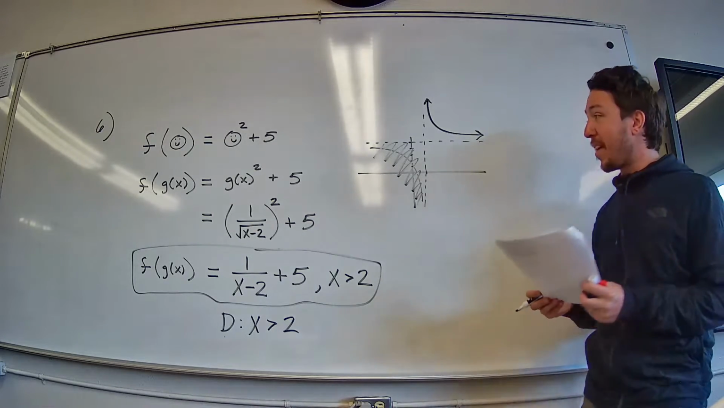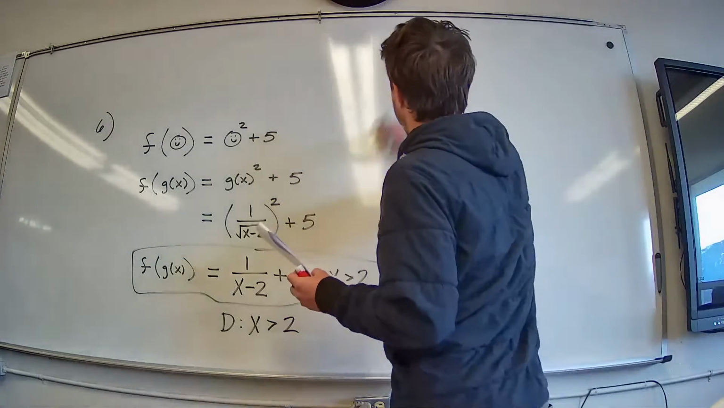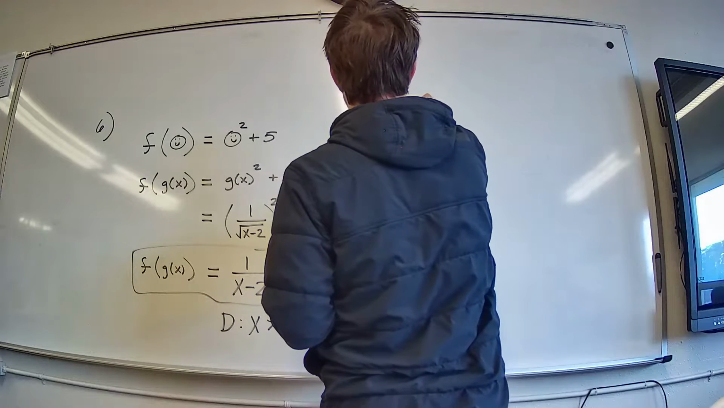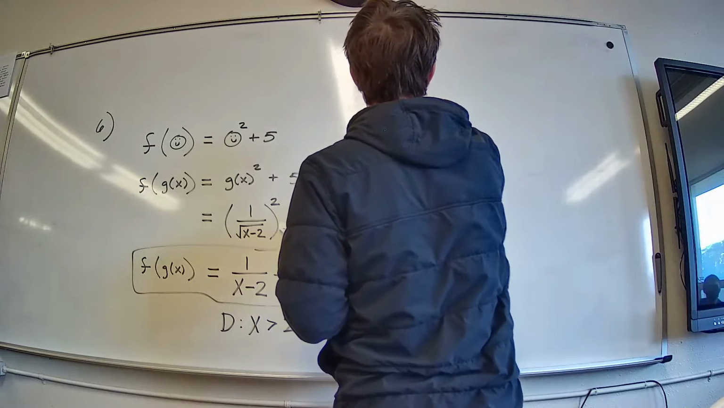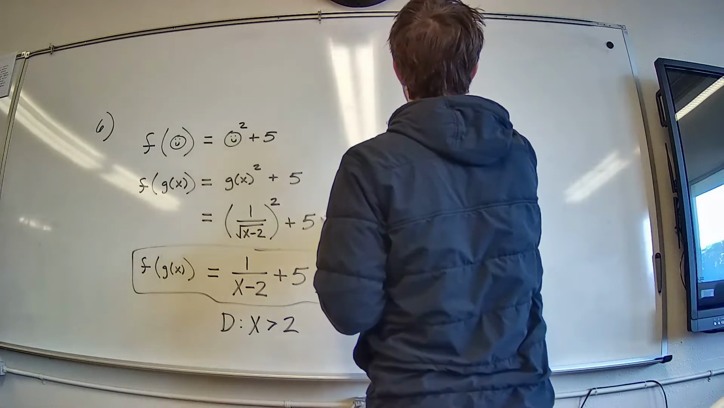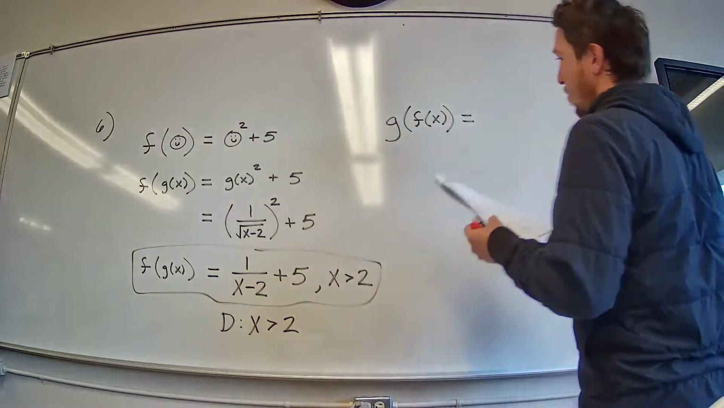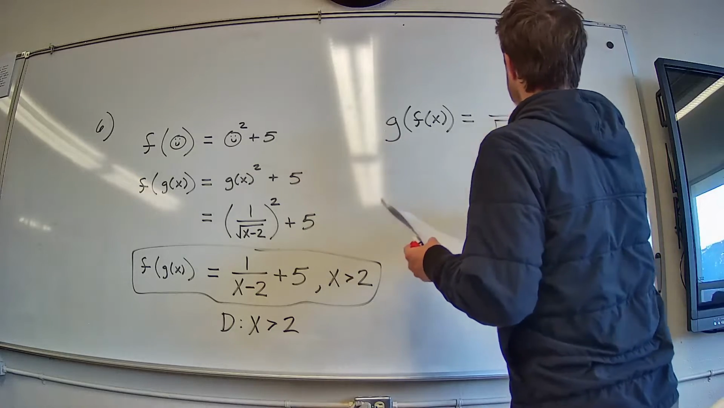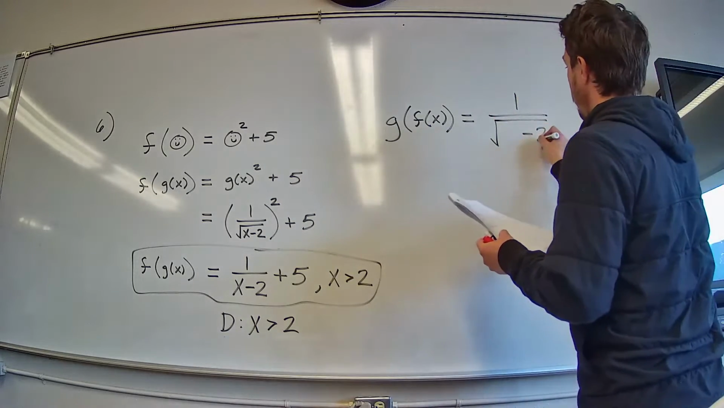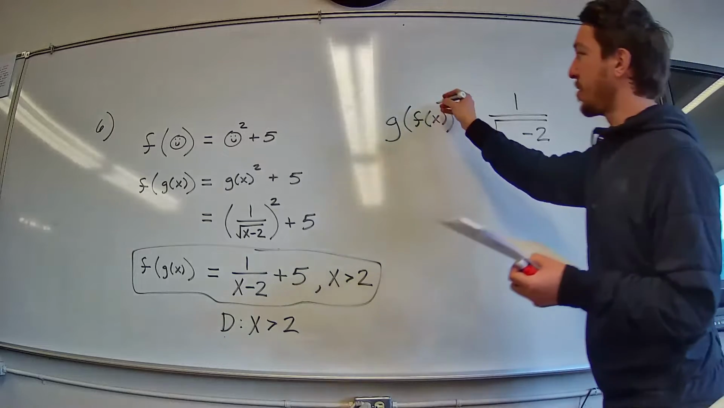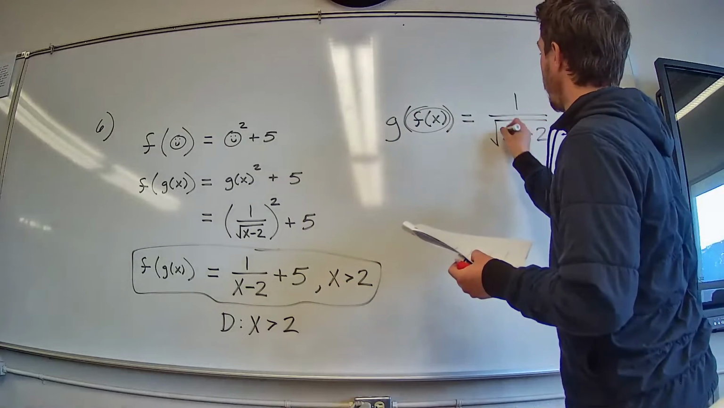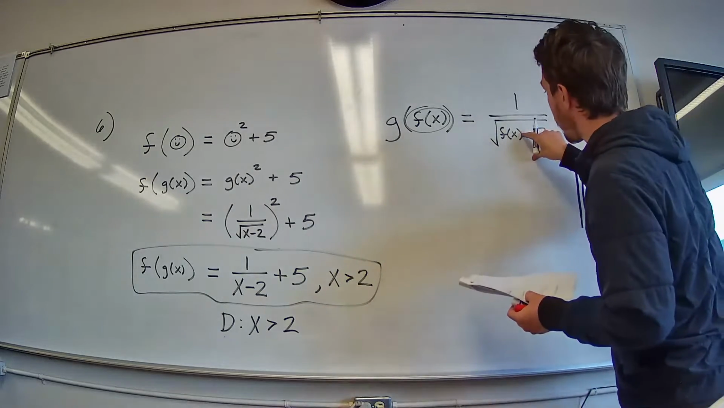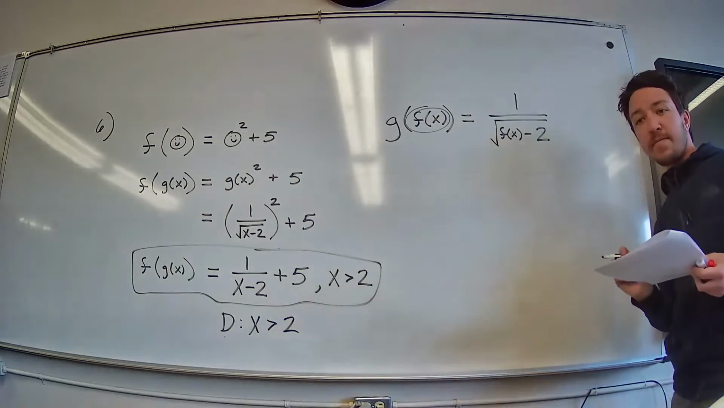Okay. How about g of f of x? Let's go the other way. Sounds like a Dr. Seuss character. G of f of x. G of f of x. I see what you mean. So g of f of x would be 1 over the square root of, you just replace the x with this thing, right? Everyone cool beans with that? Cool beans all around?